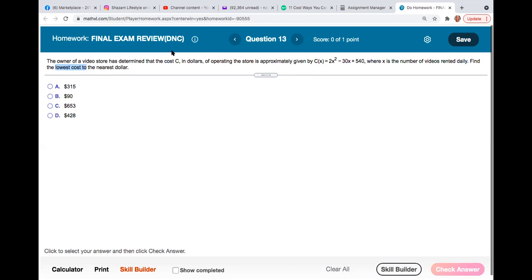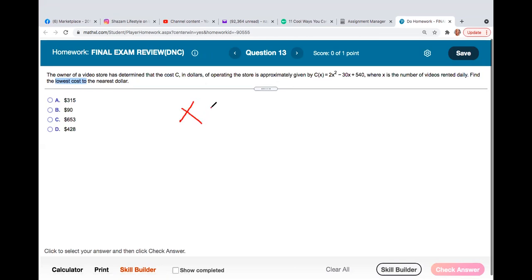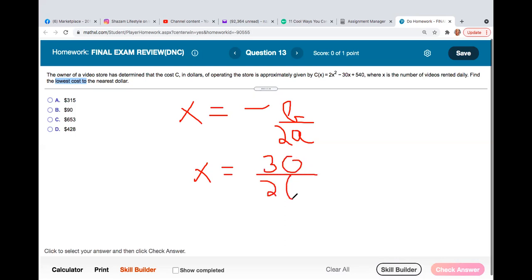So guys, on this one right here, we're going to start off by using the formula x equals the opposite of b over 2 times a, okay? The b value here is -30, so the opposite of it would be a positive 30. And all of this will be divided by 2 times a. A is 2. So you're going to go ahead and plug that into a calculator.